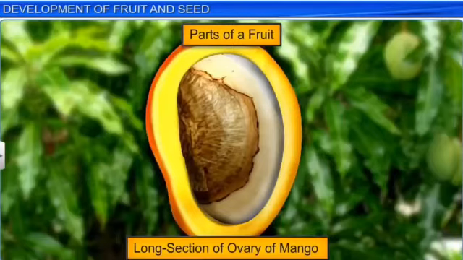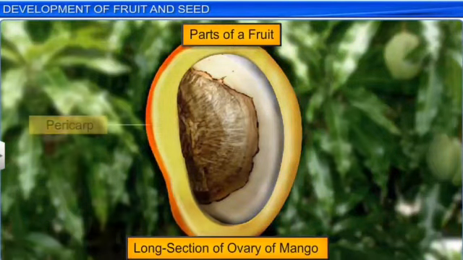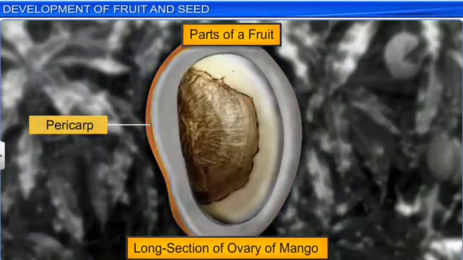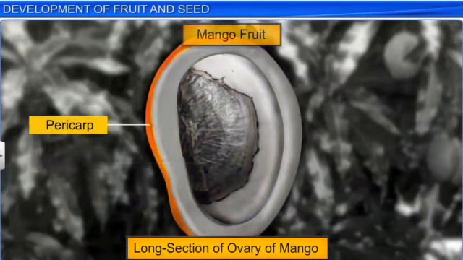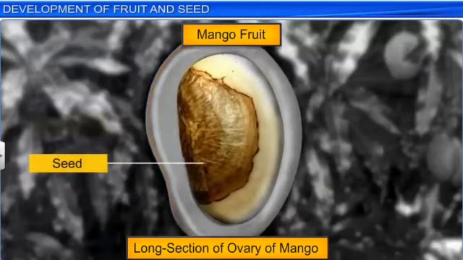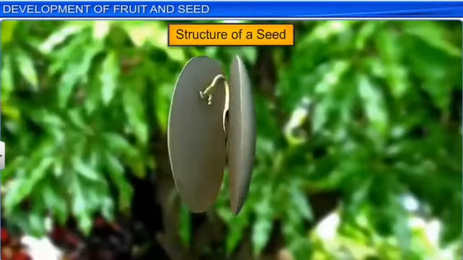So if you observe the parts of a typical fruit in the longitudinal section of the mango, we can see the outer coat, that is the pericarp, then the seed also. And such a seed can later on grow into another plant, that is the mango plant, if it is subsequently grown in a proper way.